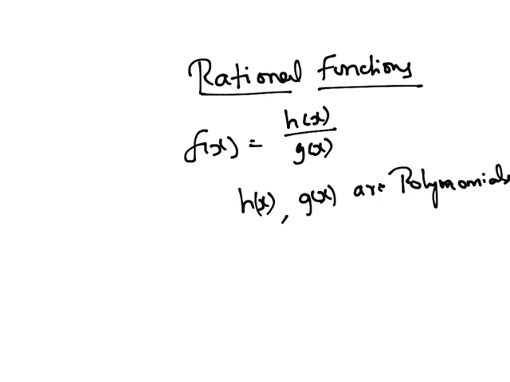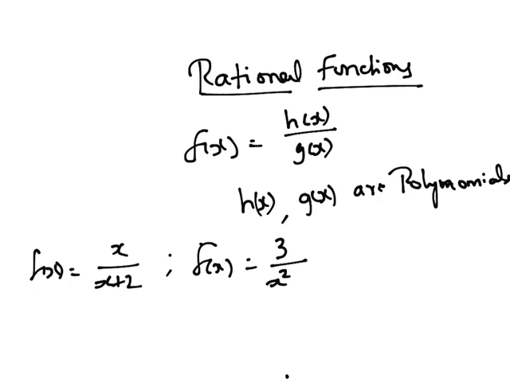To give an example, let's say x by x plus 2 is a rational function. Another example is f of x equal to 3 over x square plus 1, again a rational function. Or another example is x square minus 1 by x cube plus x. So these are all rational functions. We're going to find the domain of simple rational functions.